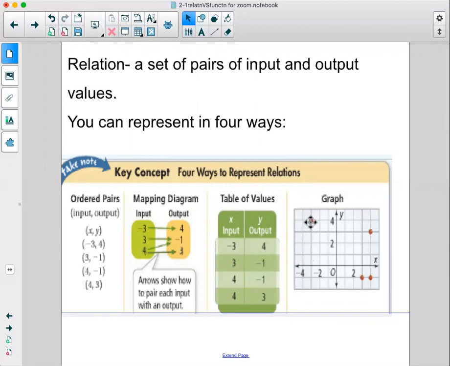This point on the graph represents this point on the table and this information on the map and this point on your ordered pairs. Now 3, -1: input +3, output -1. Input +3 along the x-axis, 1, 2, 3, and -1, down 1 in the y direction. So this point on this graph represents this table input, this mapping input, and this ordered pair.